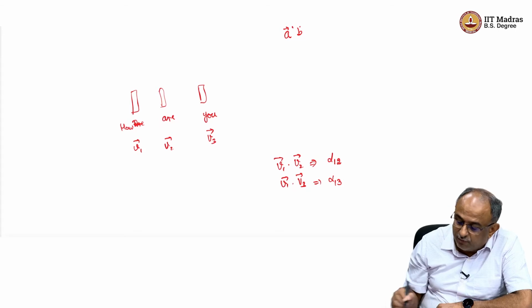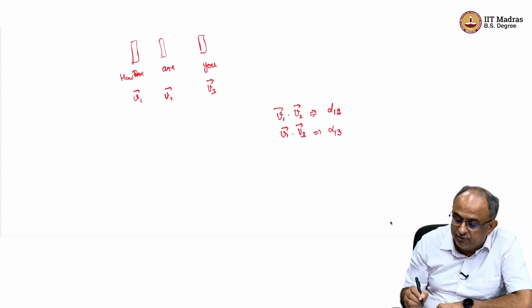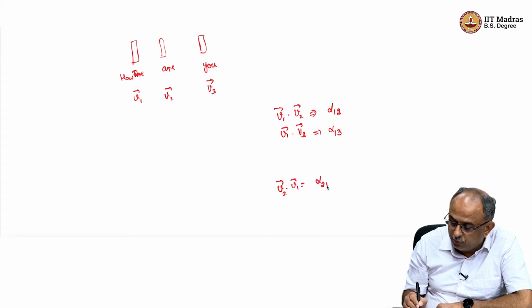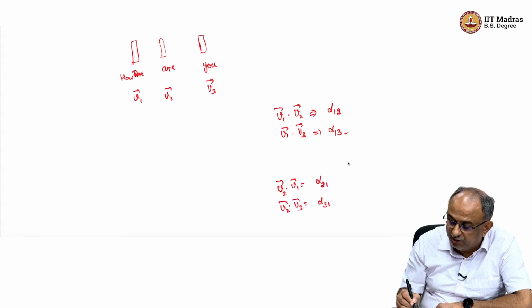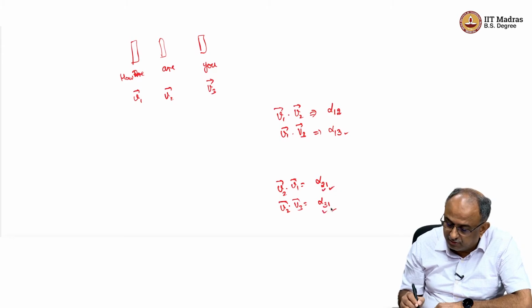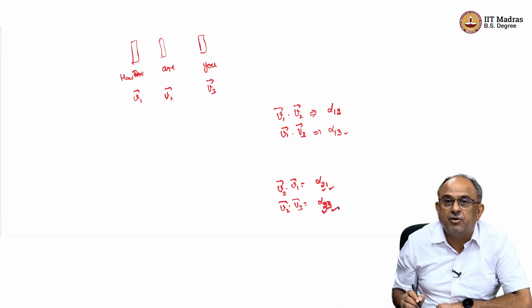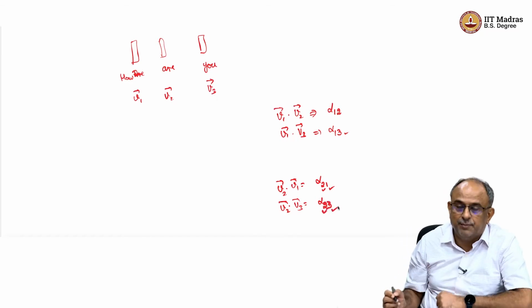So, similarly, if I want to measure the similarity of the second vector with the first vector, then I will write it as alpha 2 1, and the second vector with the third vector is alpha 2 3, sorry, I wrote alpha 3 1, but this should be alpha 2 3, second vector with third vector, right. So, that is how we are going to find the similarity.